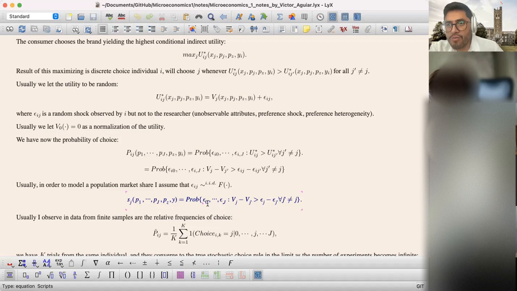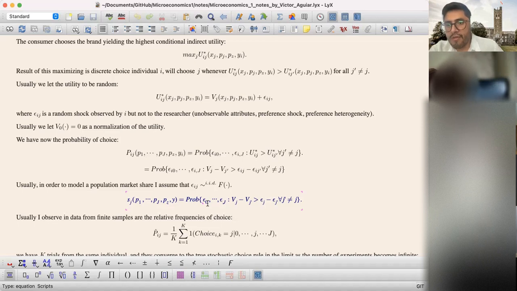Now, instead of trying to predict what Victor will do, you will try to predict what the share of individuals in London, Ontario, for instance, will do if I change the price of Honda by 10%.